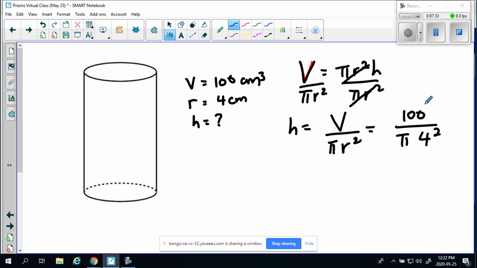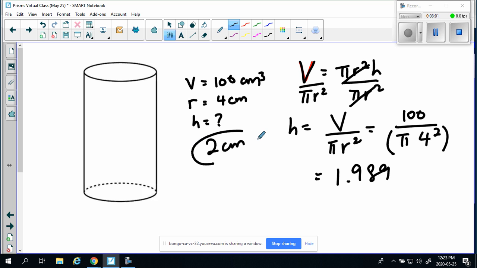And here's where a lot of things will go wrong. Big reminder, if you do not put brackets around the denominator when you punch it into your calculator, it is going to come out incorrect. It's only going to divide by pi, and then it's going to multiply by 4 squared, and you don't want that. So please put brackets. So I'm getting a height of 1.989. If they want it to the nearest whole number, I would say 2 centimeters. And I know that this diagram is not at all to scale, but that's what I'm getting.